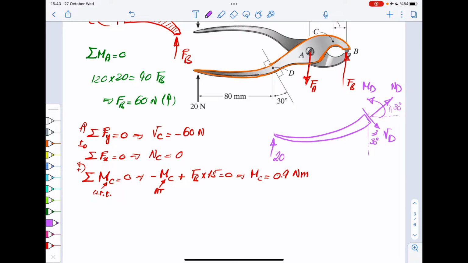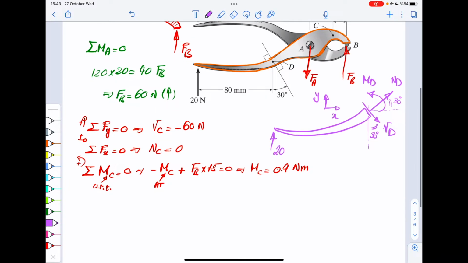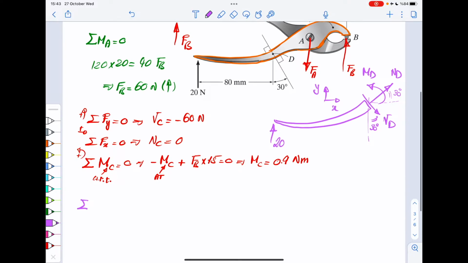Okay, so if you think this is, again, your XY coordinate system, as we usually do, we want to write our equilibrium equations now for that piece, which is, again, easy, right? You have three unknowns, three equations, you can calculate it. So the first equation would be sum of the forces in X direction is 0. Sum of the forces in Y direction is 0. Sum of the moments with respect to, let's say, point D is 0.